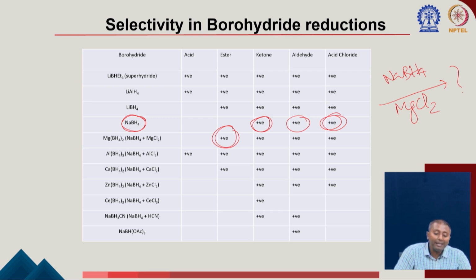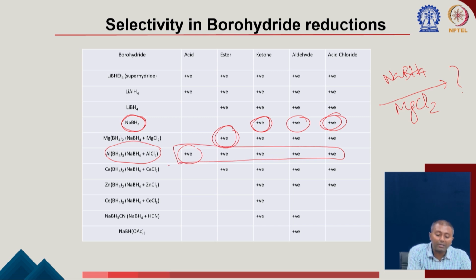And now if you use AlCl3, you make aluminum borohydride, which can even reduce the corresponding acid. So this is very strong; you can see it can reduce everything in the table. And then if you add calcium, it will be very similar to magnesium, calcium borohydride. And then I am going to talk about zinc borohydride. Zinc borohydride will be a little bit more selective, very similar to normal sodium borohydride, but there are some other things I am also going to bring up.